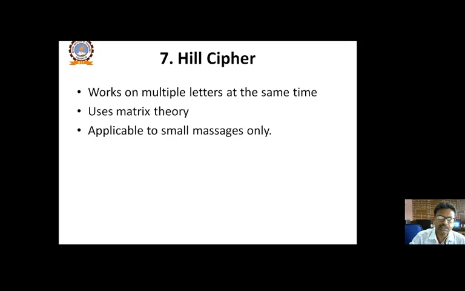The next one is the Hill cipher. This Hill cipher works on multiple letters at the same time. It also uses matrix theory, but the limitation of the Hill cipher is that it is applicable to small messages only. The name Hill cipher has been given just because of the person who invented it. Now this is the algorithm of using the Hill cipher.